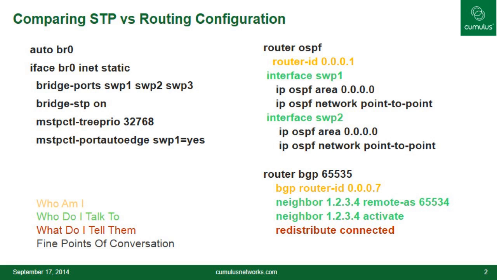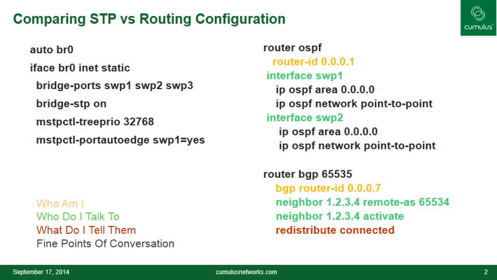If you look at the color coding, who am I? That is essentially the router ID. What do I tell them is essentially what you are communicating. In case of BGP, it is essentially neighbors and you're redistributing a connected route. In case of OSPF, you're telling them your link state, which is associated with interface SWP1 and SWP2. And then there are fine points of conversation, such as the IP OSPF area, the router BGP line, etc. If you look on the left side, the spanning tree configuration is all about fine points of conversation. You don't have to say who you are. You don't have to know who you're talking to, and there's nothing to tell them because it's only control plane.